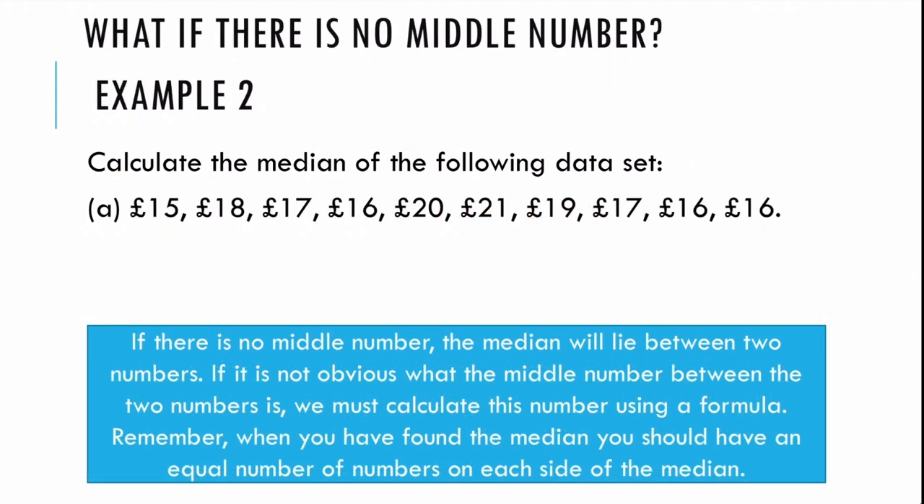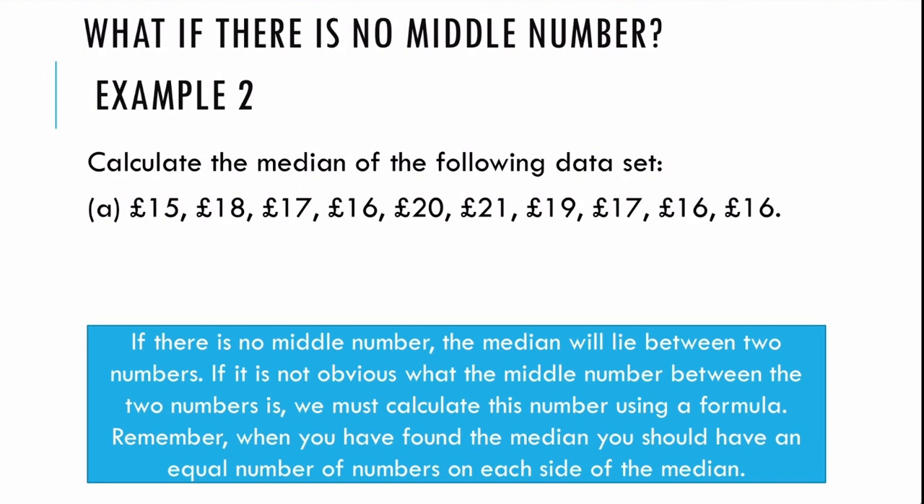Now let's look at what happens when we have an even number of numbers in the data set. So here we have no middle number. When we had an odd number of numbers, we could pick out the definite middle, but we can't do that now. So let's look at what we do.